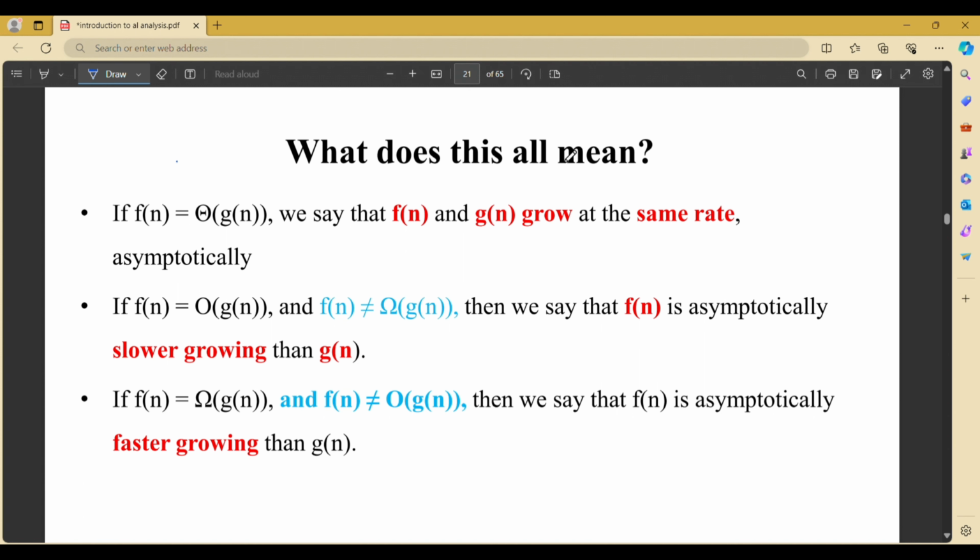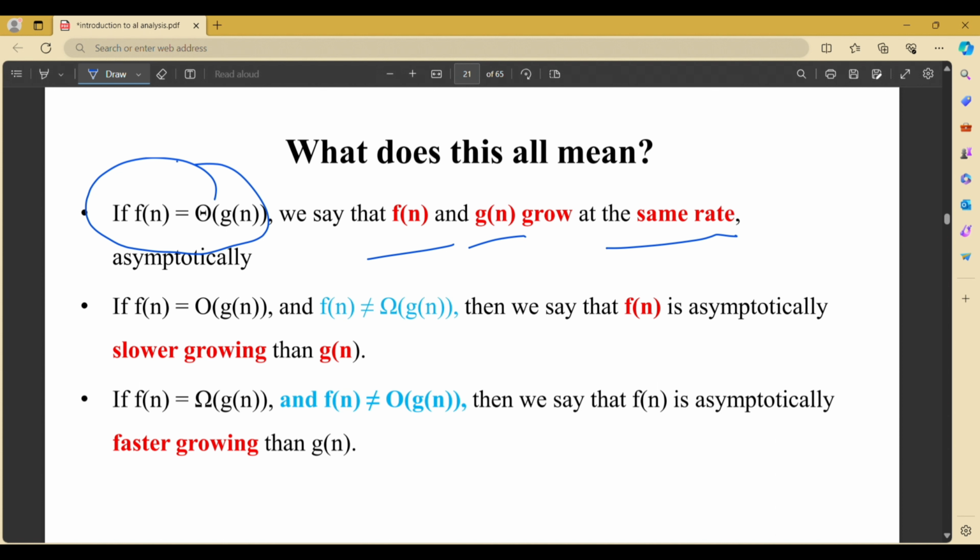So what does all this mean? When you look at this, f of n equal to theta of g of n. What does theta mean? Theta notation is used in average bound conditions, meaning average case scenarios. So f of n and g of n grow at the same rate. Same rate means it is used in the average bound condition.